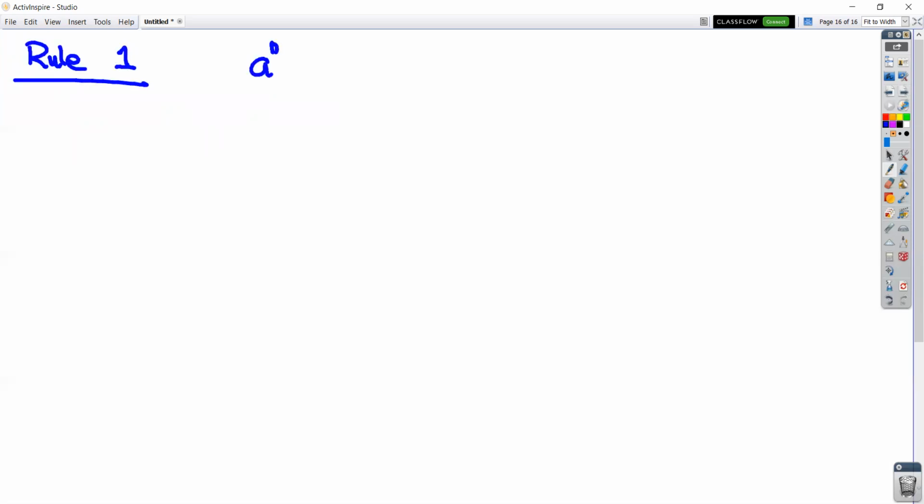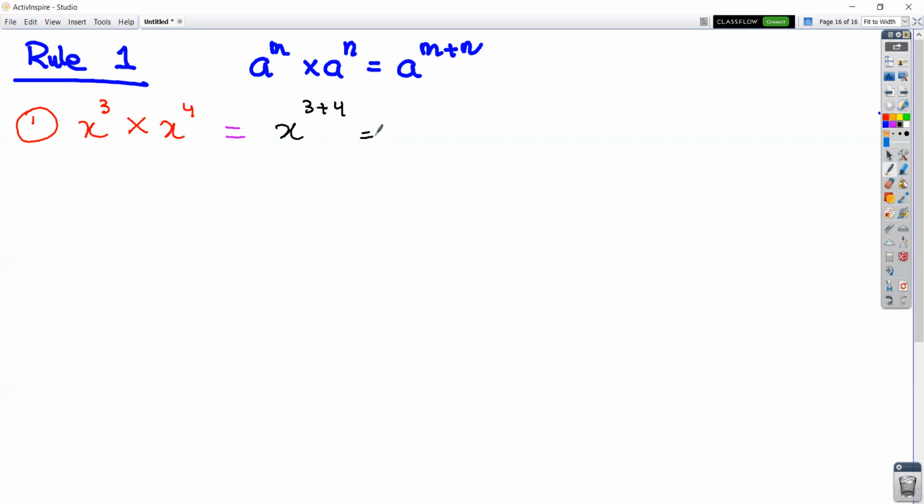So the recap of rule 1 is a power m times a power n, which means bases the same, powers will be added together if there's a multiply sign in between. Now, the first example: let's say we have x power 3 times x power 4. We can see that we have the same base, which is x at the moment, and between the bases there is a multiply sign. So we're going to add the powers together. So it's going to be x power 3 plus 4, which equals 7.